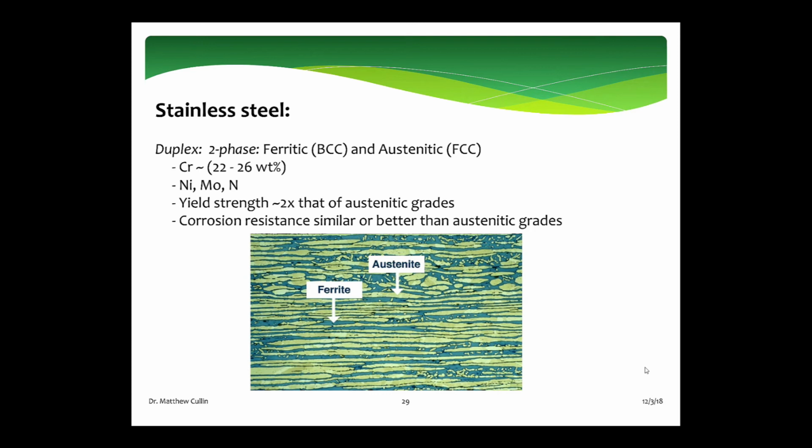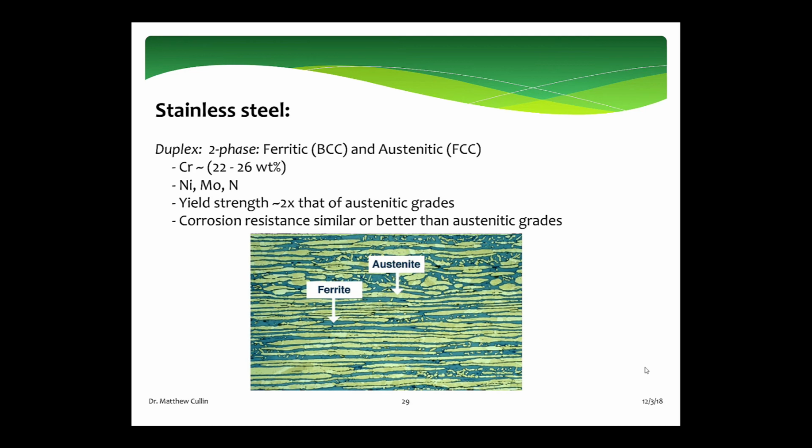The yield strength is usually about 2x or more that of austenitic grades. That may not seem significant right off the bat, but if you think about it, it means everything you build out of a duplex stainless steel is going to be half the weight of what you'd build out of an austenitic or a ferritic stainless steel.